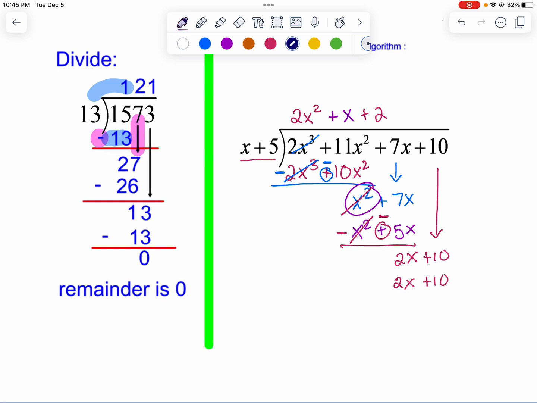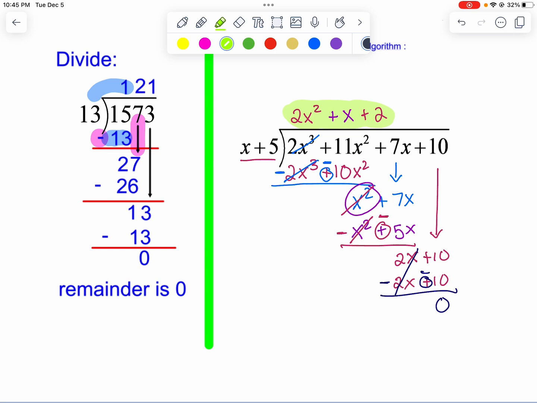Now I do that same thing of subtracting. So I change all of my signs. These two will cancel, and we get 10 minus 10, which is 0. So again, we have a question with no remainder, okay? We were able to completely divide 2x to the third plus 11x squared plus 7x plus 10 by the binomial x plus 5. And our quotient was 2x squared plus x plus 2.